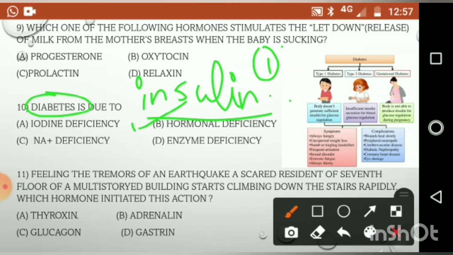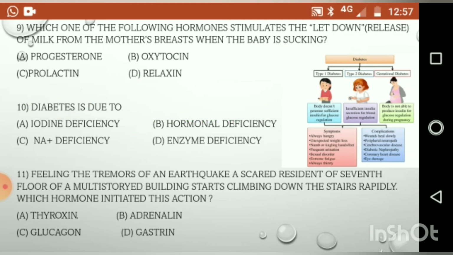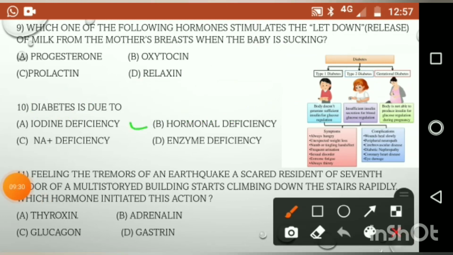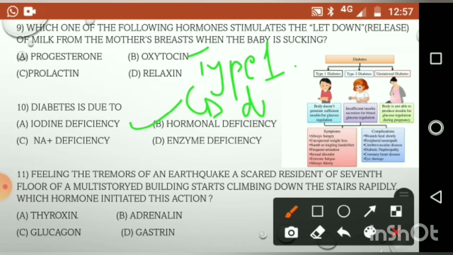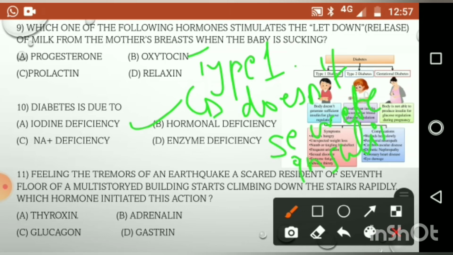Now diabetes, as you can see in this picture over here, there are two types of diabetes, type 1 and type 2. Now let me explain this to you. Type 1 diabetes is a kind of diabetes in which the body doesn't secrete insulin. Okay, the body does not secrete insulin.